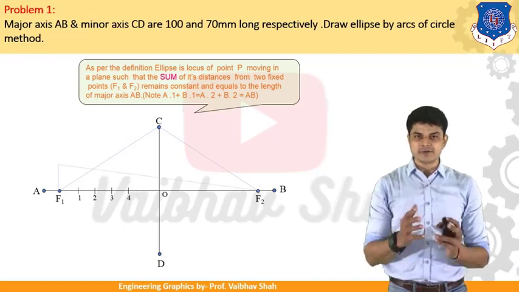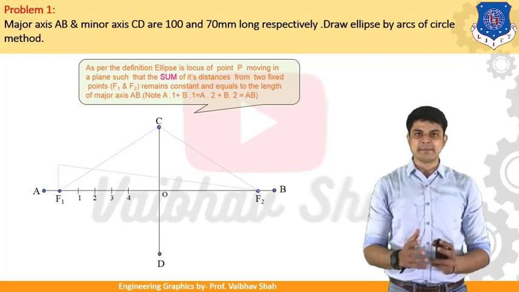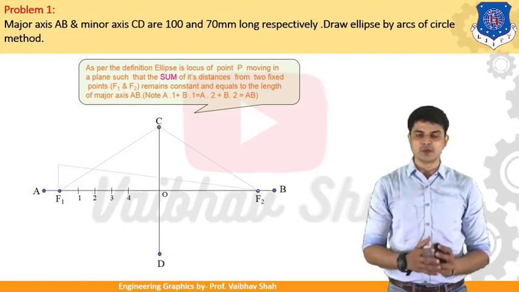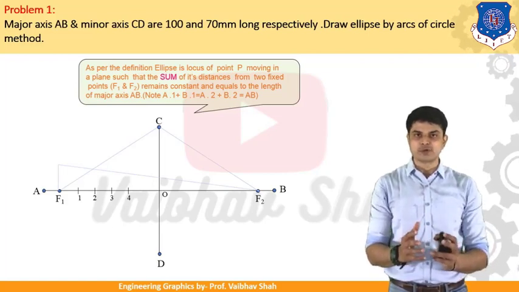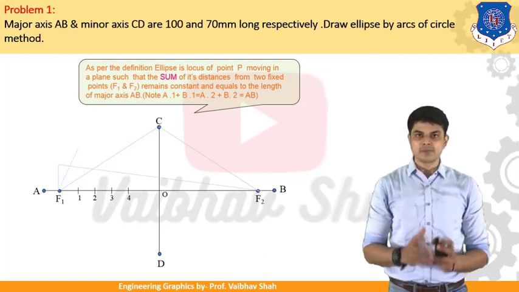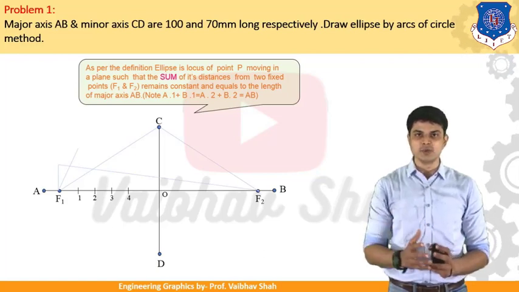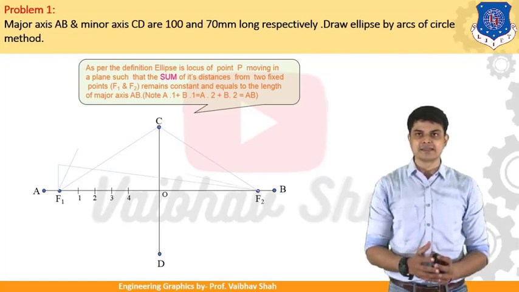Now let us put your rounder at point A once again. Take the dimension of A till 2 onto your rounder. Now this time put your rounder at focal point F1 and try to draw another arc like this. Then put your rounder once again at point B, take the dimension of B till 2 and put your rounder at F2 to cut the previously drawn arc like this.